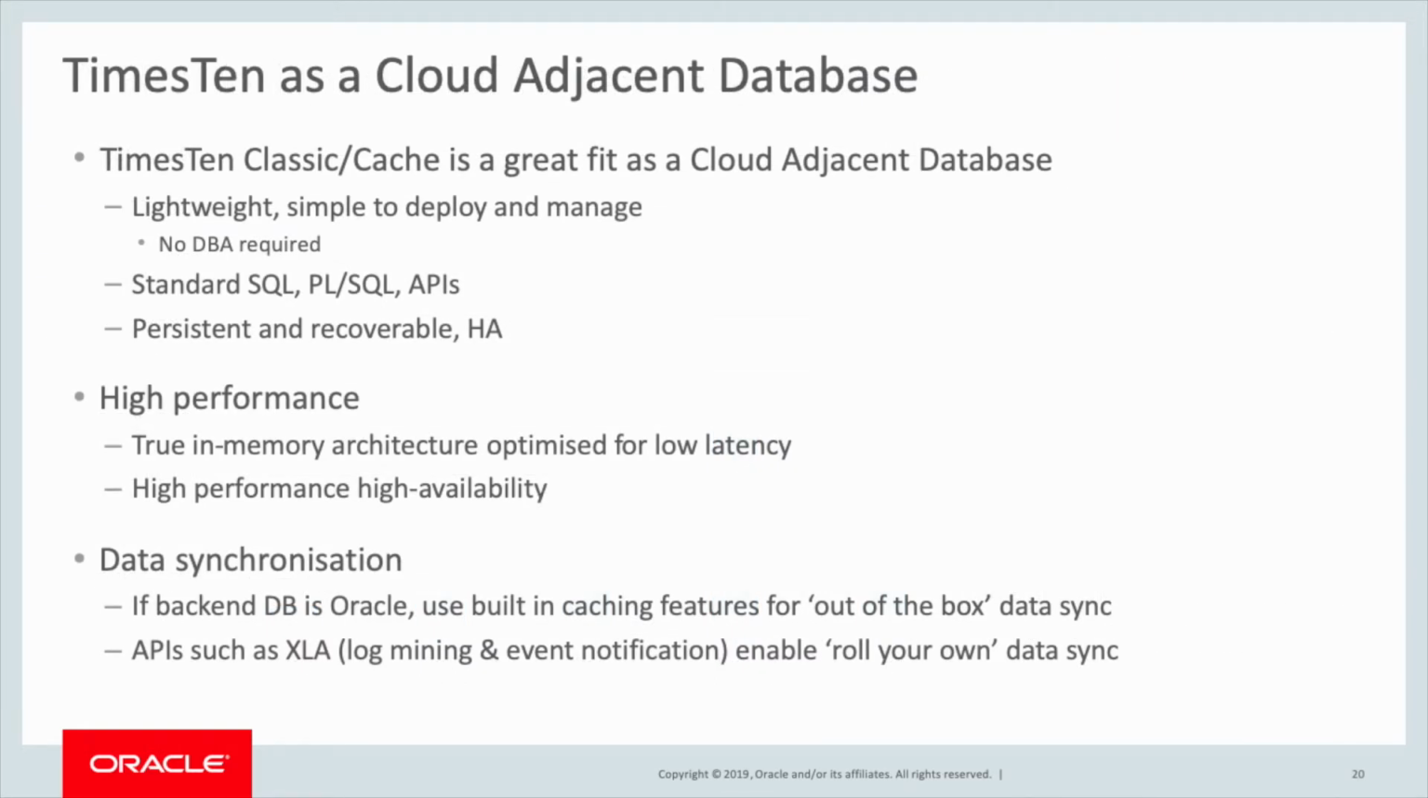So I just want to give you a flavor of the TimesTen family, because clearly not many people know much about it. Why have I bothered to tell you this? Well, if you're thinking about this cloud adjacent kind of architecture to improve your performance, and particularly if your backend database is an Oracle database, then TimesTen Classic in its cache configuration is really a very good fit for this, okay? Because it is lightweight, it's really easy to install, very easy to deploy and manage, doesn't need a DBA, but it looks and feels like an Oracle database, which is great. It's certainly high performance, there's no question about that. And if your backend database is Oracle, we have that caching mechanism which can do the synchronization out of the box. You don't have to build anything. You simply choose what you're going to cache, how you want to cache it, execute a few SQL statements, and off you go.